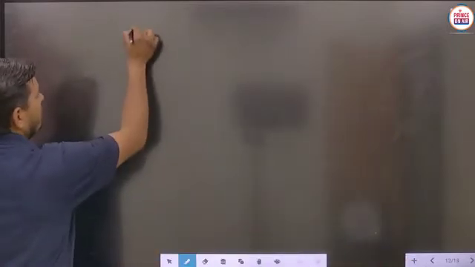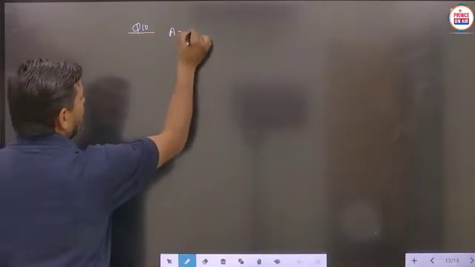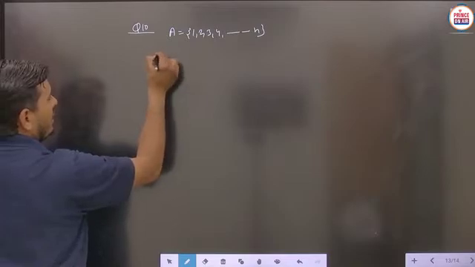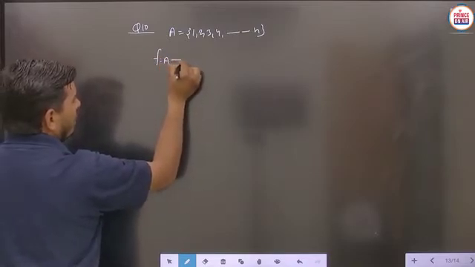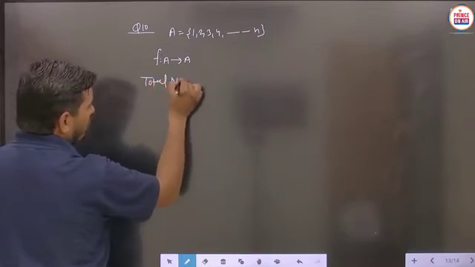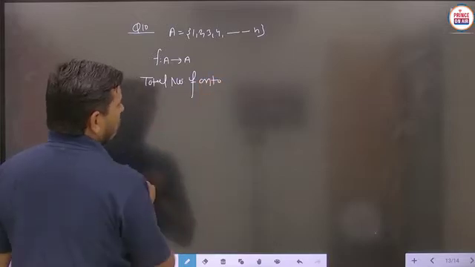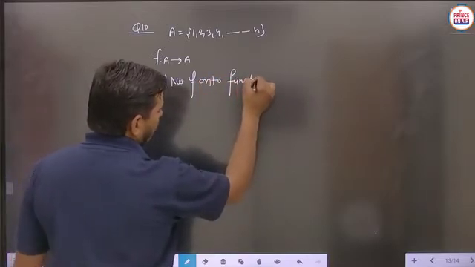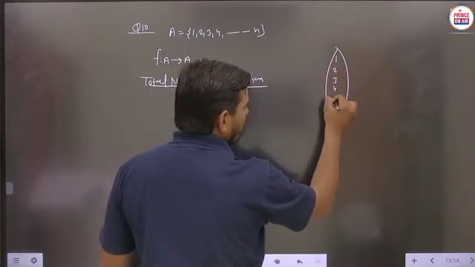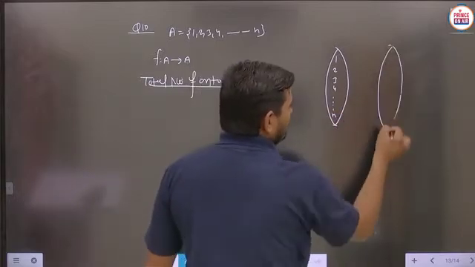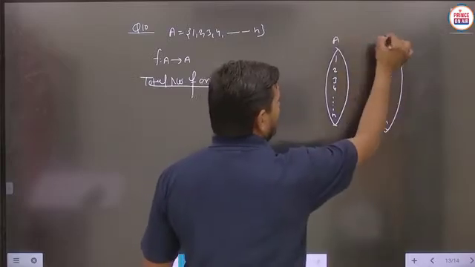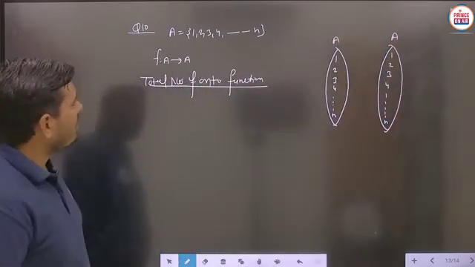So suppose in this question number 10, any set A is given as {1, 2, 3, 4 and so on up to n}, and any function f is defined from A to A. Then we have to find the total number of onto functions. No problem, students. In such cases, you can make this type of mapping. Here 1, 2, 3, 4 up to n, and here again, defined from itself, 1, 2, 3, 4 and so on up to n. So this is set A and this is also set A. Now we have to find the number of onto functions.